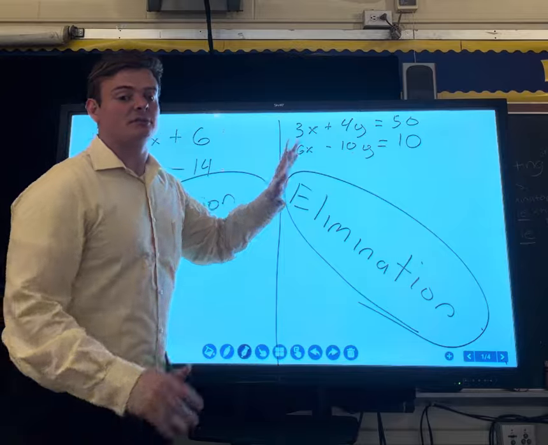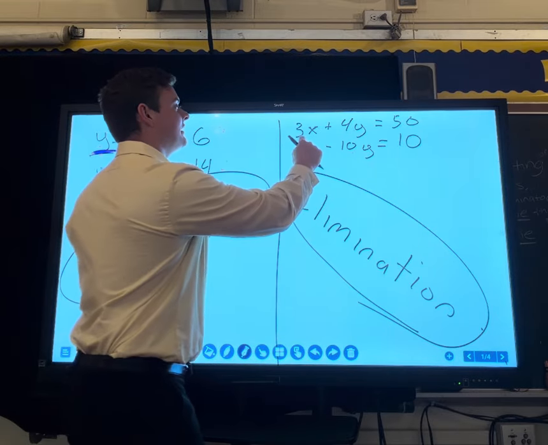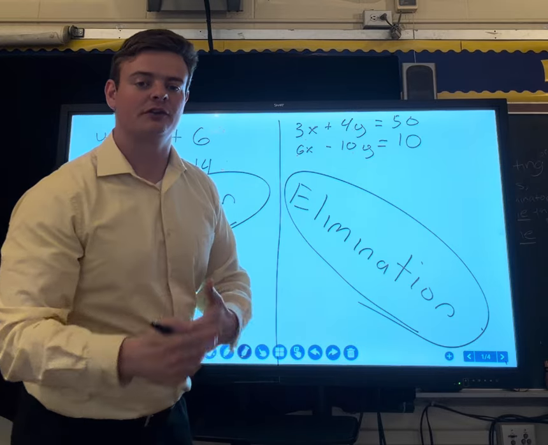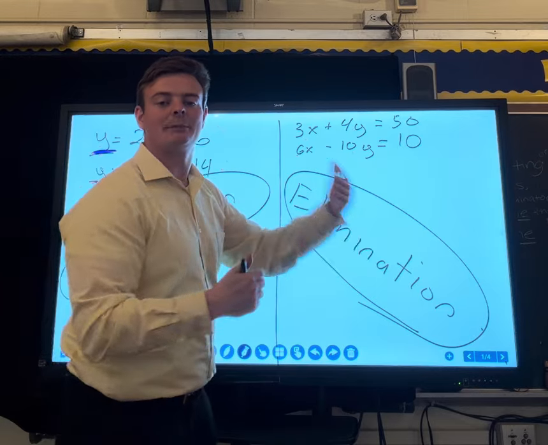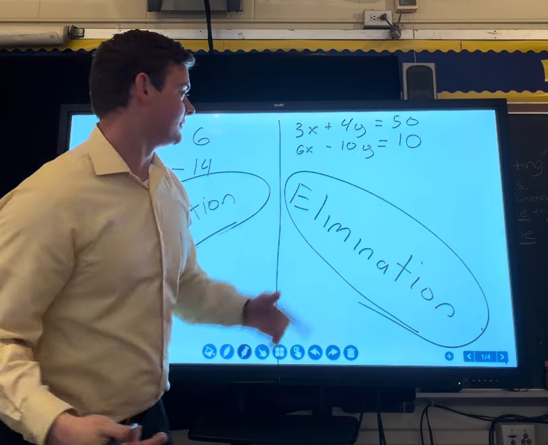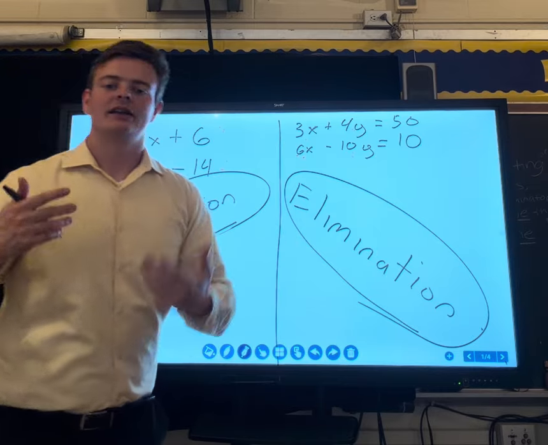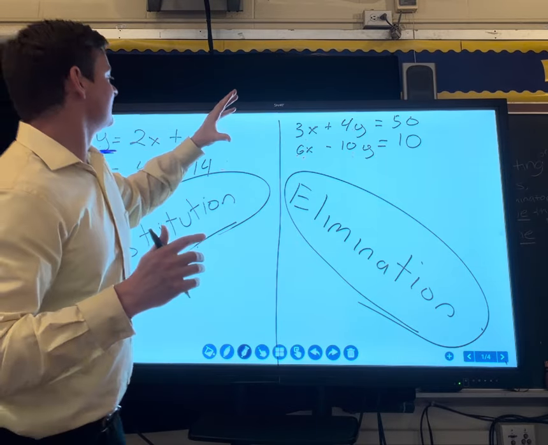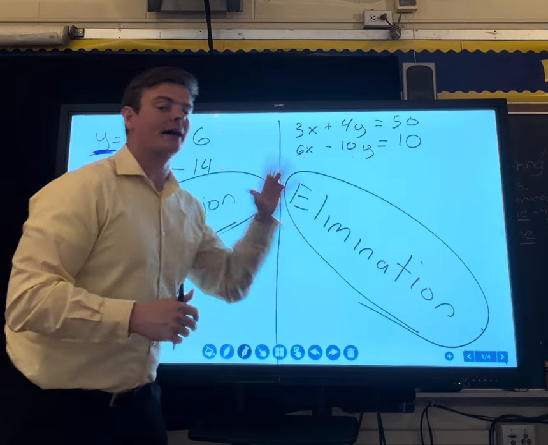This one here is going to be something different. This is eliminating. How do I know to eliminate? If I look here, 3x plus 4y equals 50, that doesn't tell me what x is. X is not by itself, y is not by itself. And this bottom one, no help either. 6x is not by itself, and the negative 10y, they're not isolated. I could do the math to isolate them, but I don't want to.